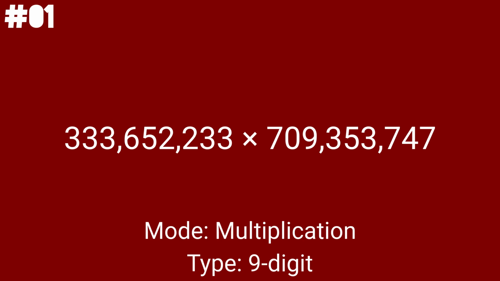333,652,233 times 709,353,747 is the last, and we mean the final multiplication problem, and hopefully, it will only take a few more minutes to solve this one, and after that, we will have done it. By the way, the result of this problem alone is in the 100 quadrillions, and the problem is a 9-digit multiplication problem. Thank you for making it to the end.